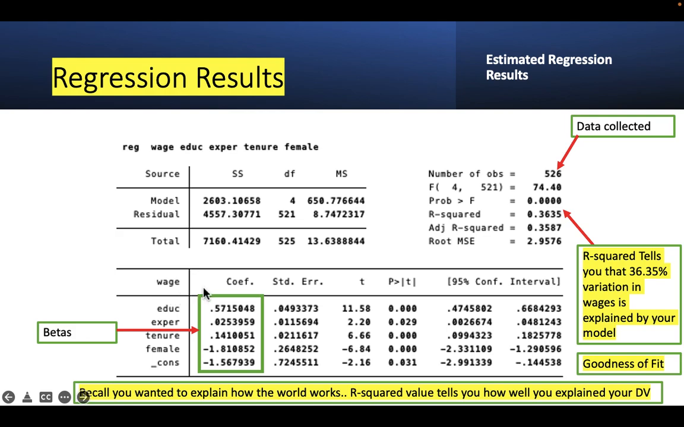And so recall, you want to explain how the world works. You want to explain how wages vary. And R square tells you how well you are explaining your dependent variable. So out of the total 100% variation in wages that's happening, our model explains 36% of the variation. There's another adjusted R square over here as well, and we'll discuss that in a minute.